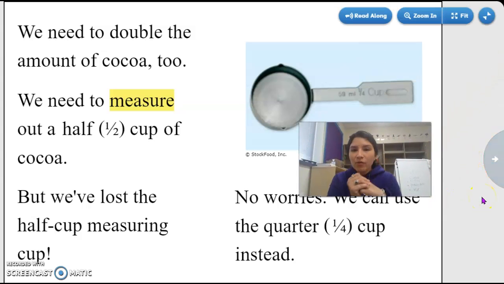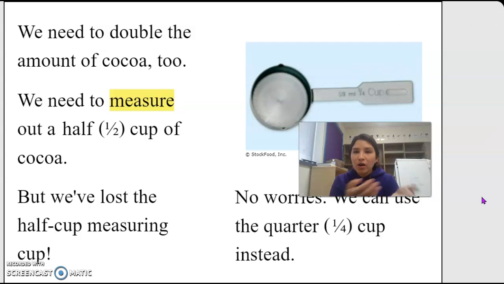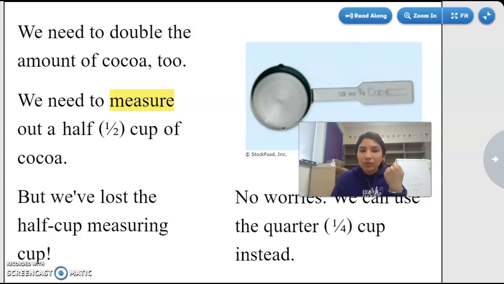Really quickly, have you ever helped someone in the kitchen, maybe your mom, grandma, aunt, your dad, brother, someone in the kitchen bake, and you had to use measuring tools?